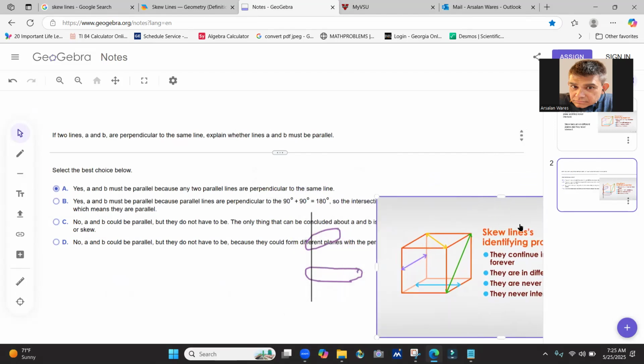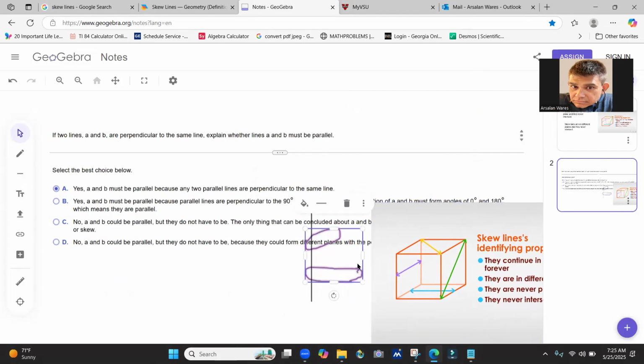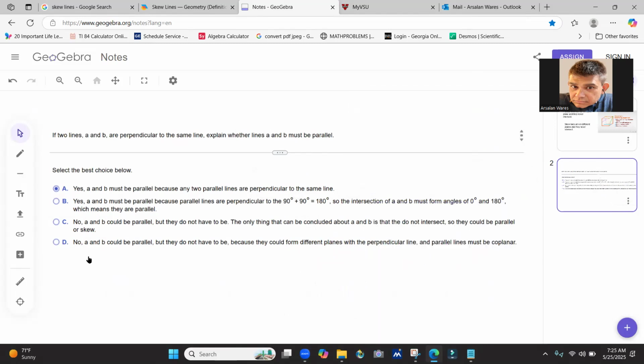So I'm going to need to read the whole thing. Let's summarize what we have learned so far. Let's read C and D. A and B cannot be correct. So they don't have to be parallel. C says no, A and B could be parallel, but they don't have to be. The only thing that can be concluded is that they do not intersect. So they could be parallel or skew.